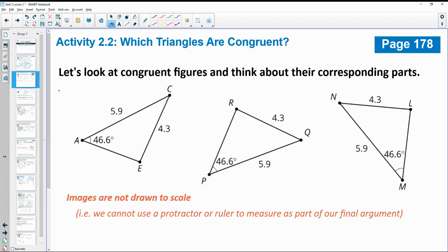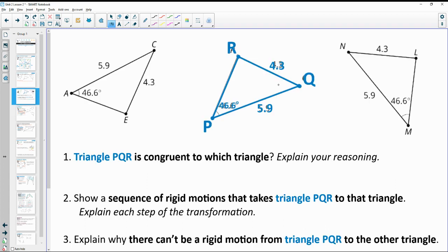All right, then Activity 2.2 says which triangles are congruent. So this is in your book on page 178. You can eyeball it if you want to, which I think is going to be really difficult. I would maybe look at doing some tracing paper or something like that to help you determine which ones of these are congruent and which aren't. It's very, very close. So if you want to take tracing paper and trace this around and move it around to see which triangle is congruent to PQR, that middle one, that would be great. So do that, pause the video, and then come back.